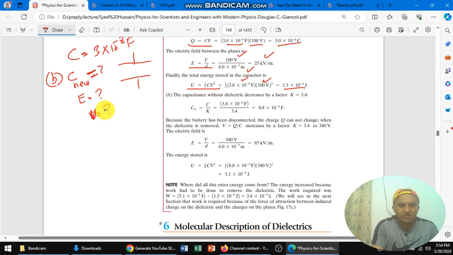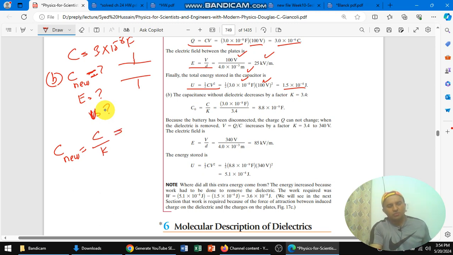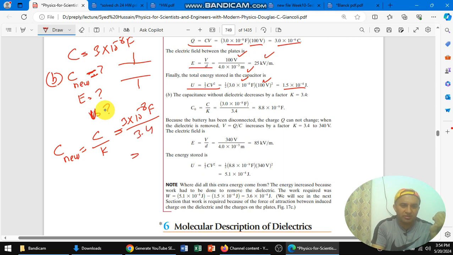First we find the capacitance. This is C new, that is C over K, because we can use the direct formula, where C is 3 into 10 to the power minus 8 farad with K as the dielectric. This is C with the dielectric medium, so we divide by the K factor, 3.4. This gives us the new capacitance C naught, which is equal to 8.8 into 10 to the power minus 9 farad. For the new electric field intensity E, we need V over D.